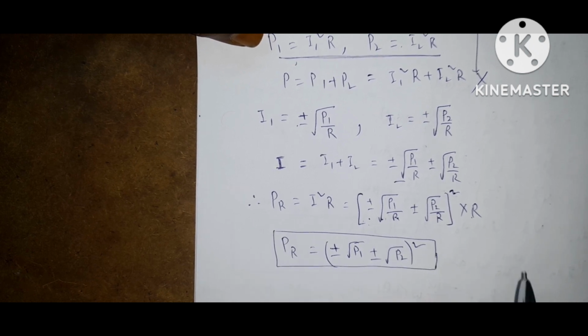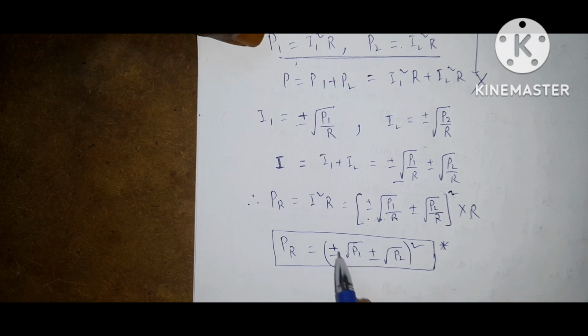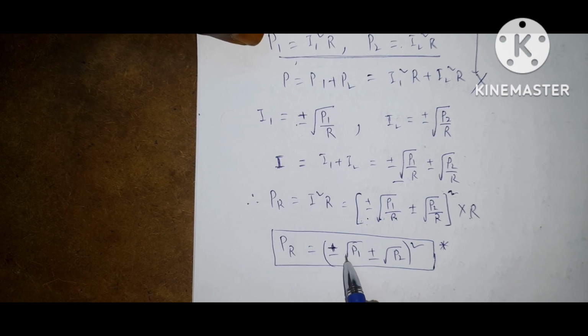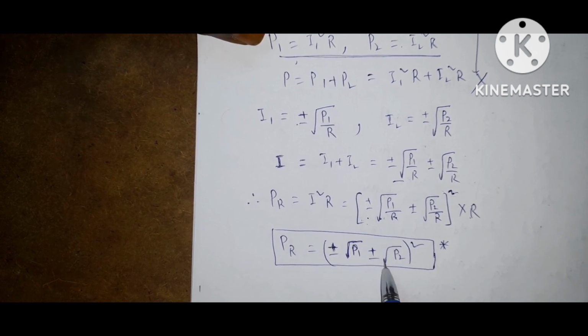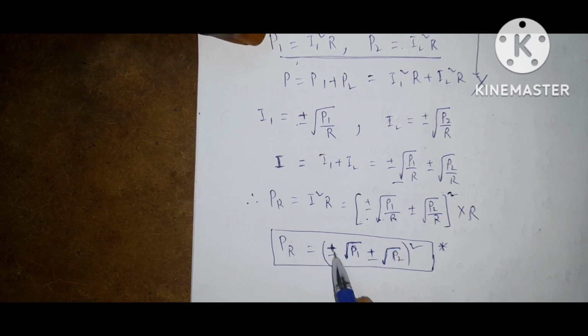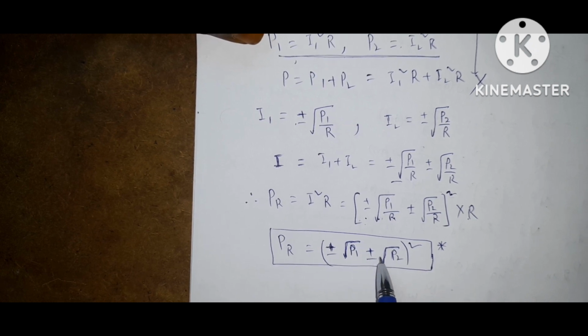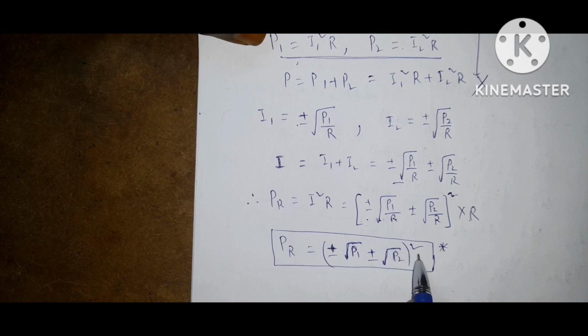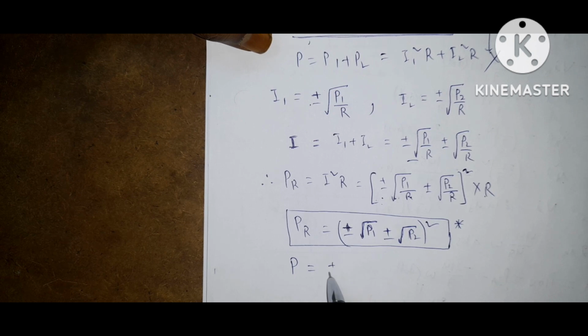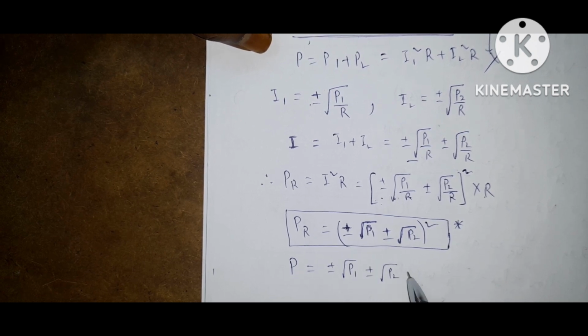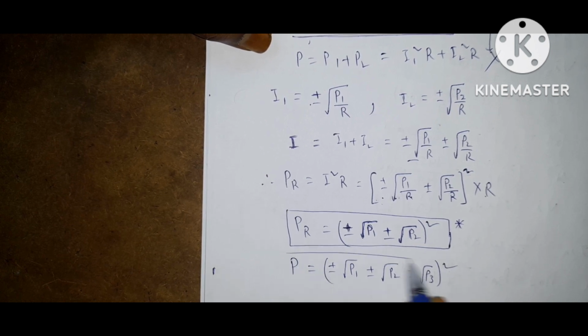Very, very important formula. Please remember this. So the formula, if two sources are acting simultaneously, the power dissipated by any resistor, any element, is plus or minus square root of P1 plus or minus square root of P2 whole square. If three sources are there, then the power is plus or minus root P1 plus or minus root P2 plus or minus root P3 whole square.